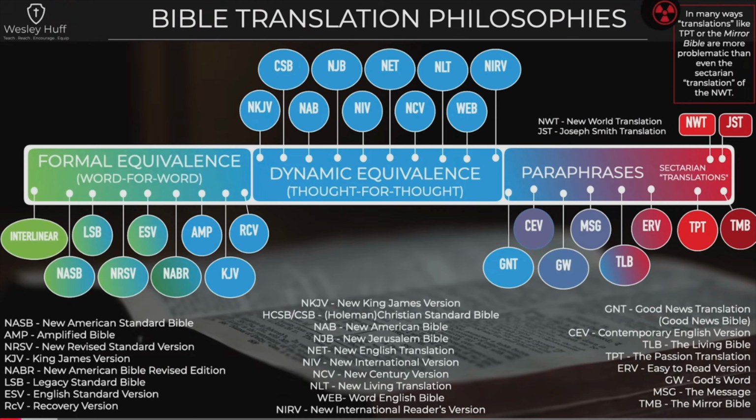And a lot of you are familiar with the NIV, the New International Version, which is probably one of the most popular translations. It's there right in the middle, and it's thought for thought. And then another one over on the left, word for word, is the English Standard Version, ESV, which is very popular, and the one I use, the NASB, the New American Standard Bible.